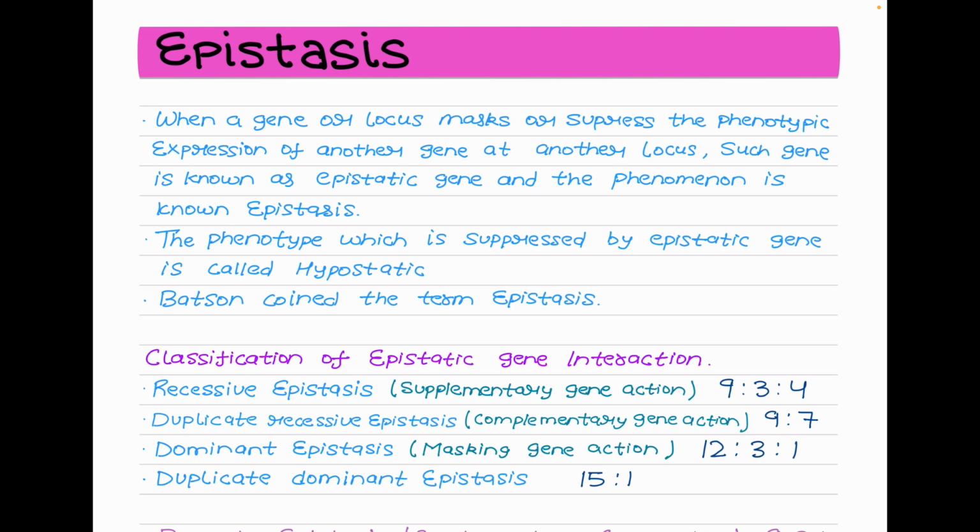Depending on how one gene influences another, epistasis can be classified into different categories. Each type is associated with a characteristic modification of the Mendelian 9:3:3:1 dihybrid ratio. Let us look at the main types one by one. The classification includes four types of epistasis: recessive epistasis, duplicate recessive epistasis, dominant epistasis, and duplicate dominant epistasis. Now let's look at the types one by one.